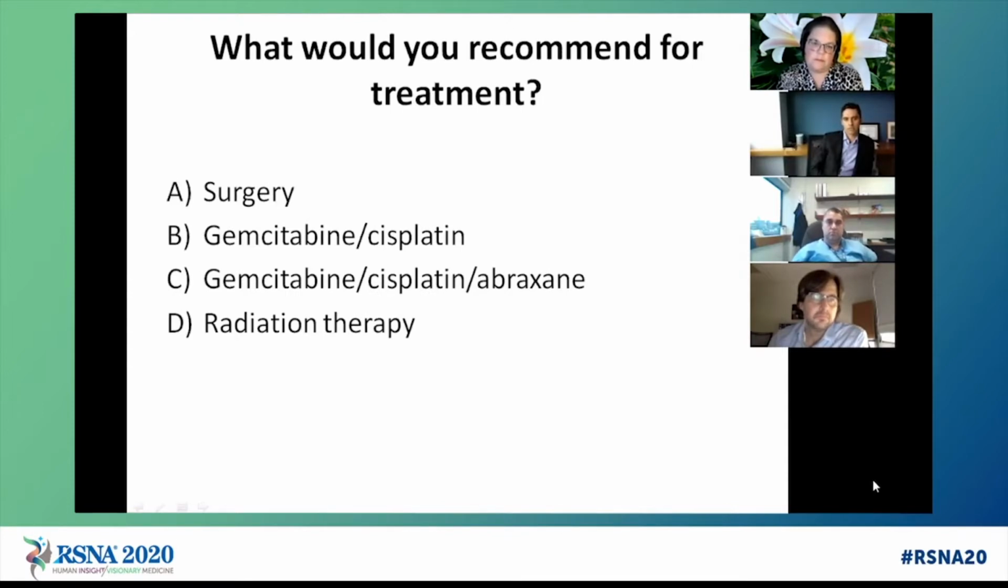So what would you recommend for the next treatment? Surgery, Gem-Cis, Abraxane, or radiation therapy? So Dr. Kadan, what are your thoughts about surgery for this patient?